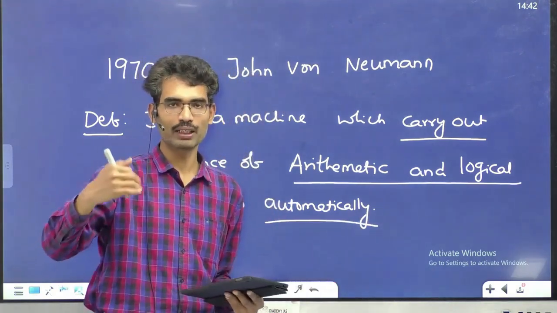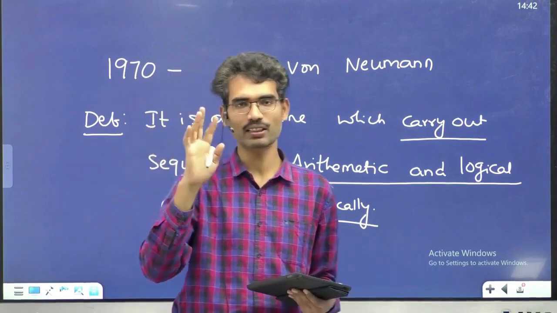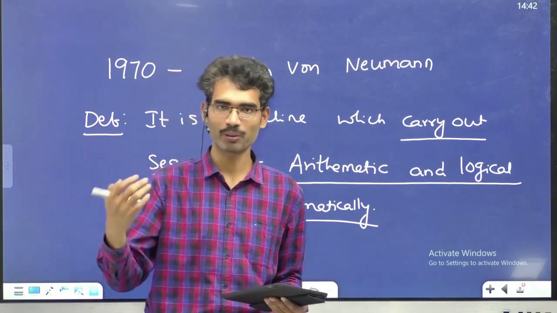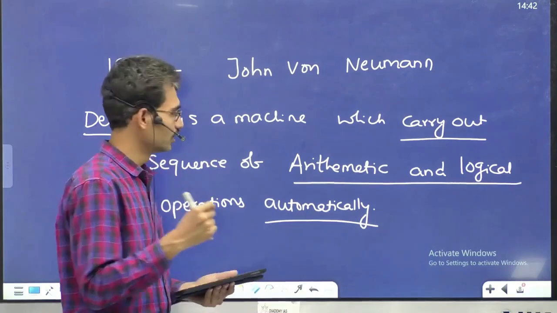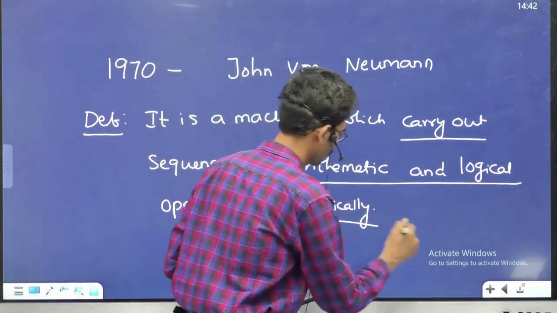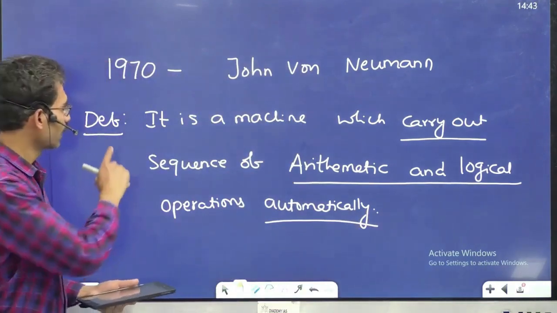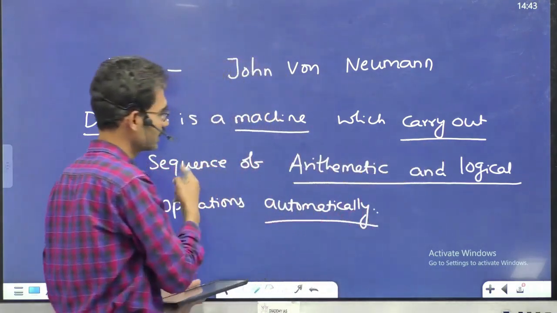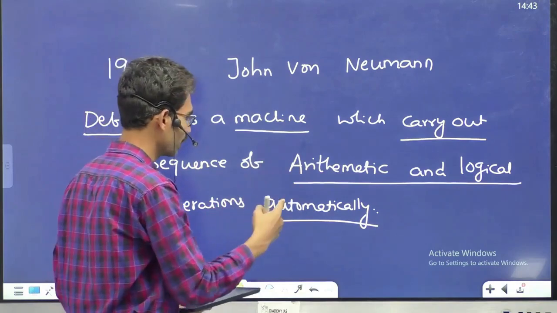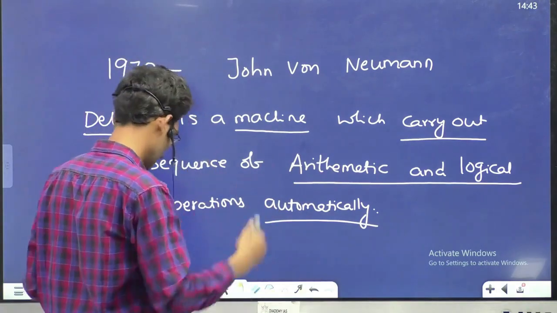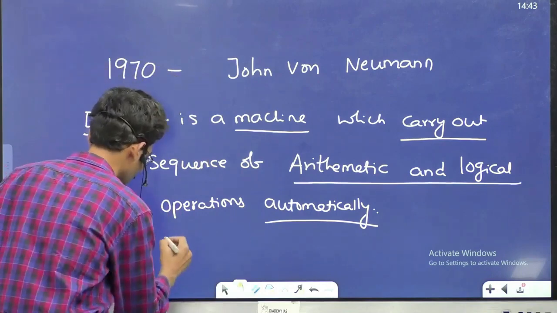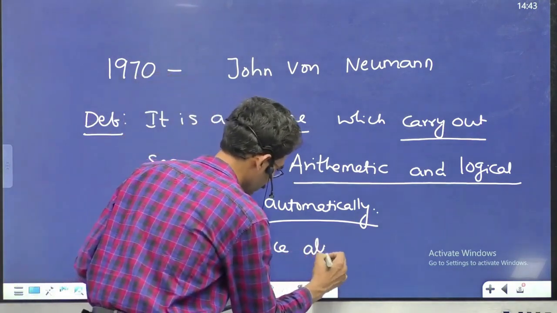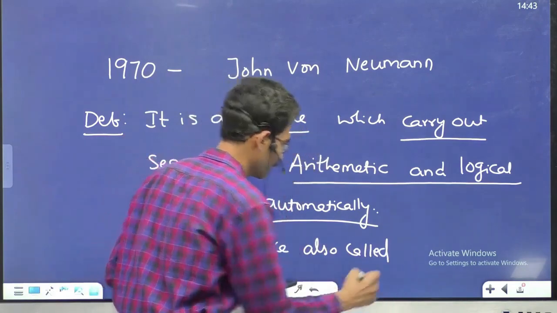If we do it manually, we have to take pen and paper. To a certain extent our brain can calculate without pen and paper, but if you have a large number or a large data set, then you need to take pen and paper and calculate manually. So this is the definition: it is a machine, an electronic device, which carries out a sequence of arithmetic and logical operations automatically. This sequence is also called computations.